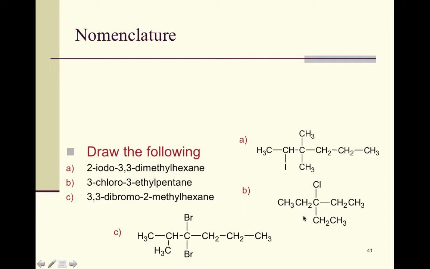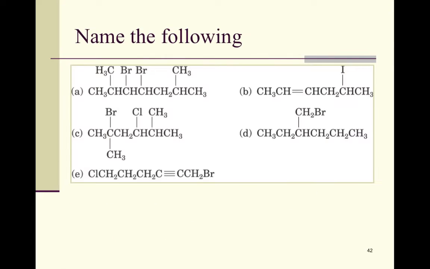Letter B, we have 3-chloro-3-ethylpentane. And number 4, 3,3-dibromo-2-methylhexane. How'd you do? Name the following. And I have, let's take a look here. Letter B and letter E have multiple bonds in there. Don't forget the multiple bonds have priority over any of these substituents that we have so far, halogens or alkyl groups. Go ahead and pause the video, come back and see how you did.